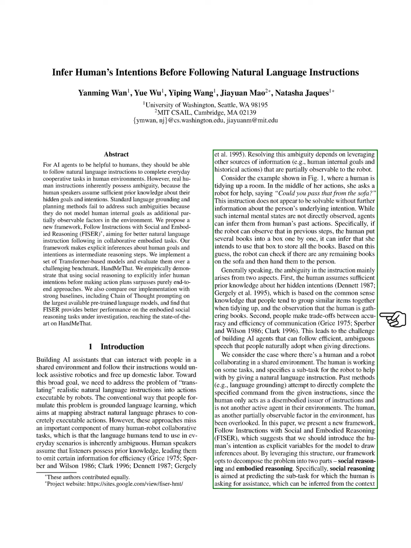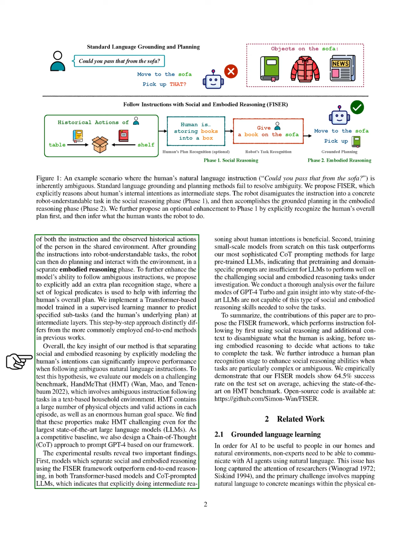This framework emphasizes the importance of explicitly incorporating the human's intentions into the model. We break down the problem into two parts: social reasoning, which predicts the subtask the human needs help with based on context and past actions, and embodied reasoning, where the robot plans and interacts with the environment. To improve the robot's ability to follow ambiguous instructions, we add a plan recognition stage that uses logical predicates to infer the human's overall plan. We implement a transformer-based model trained to predict subtasks and the human's intentions at various stages. This step-by-step approach contrasts with the typical end-to-end methods used in prior research.